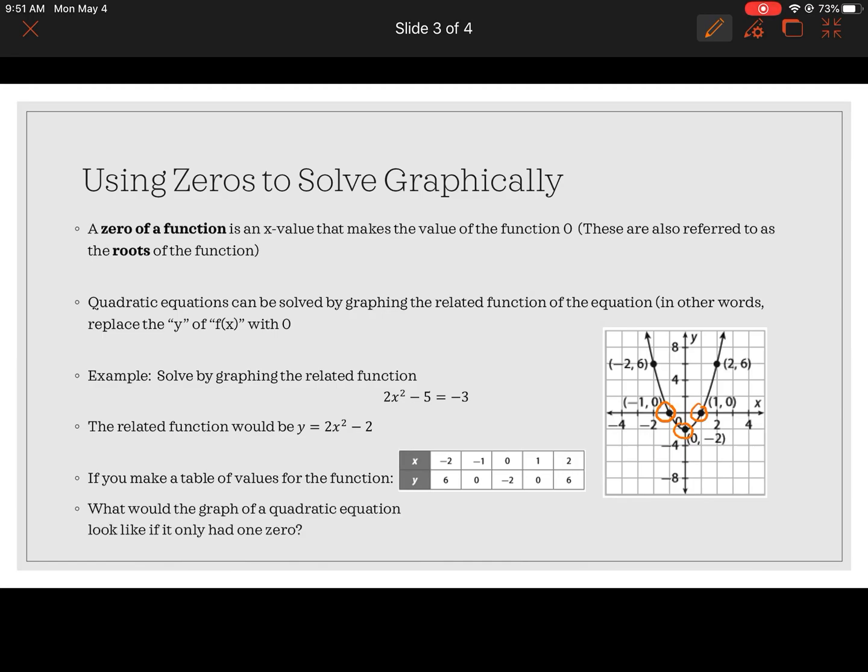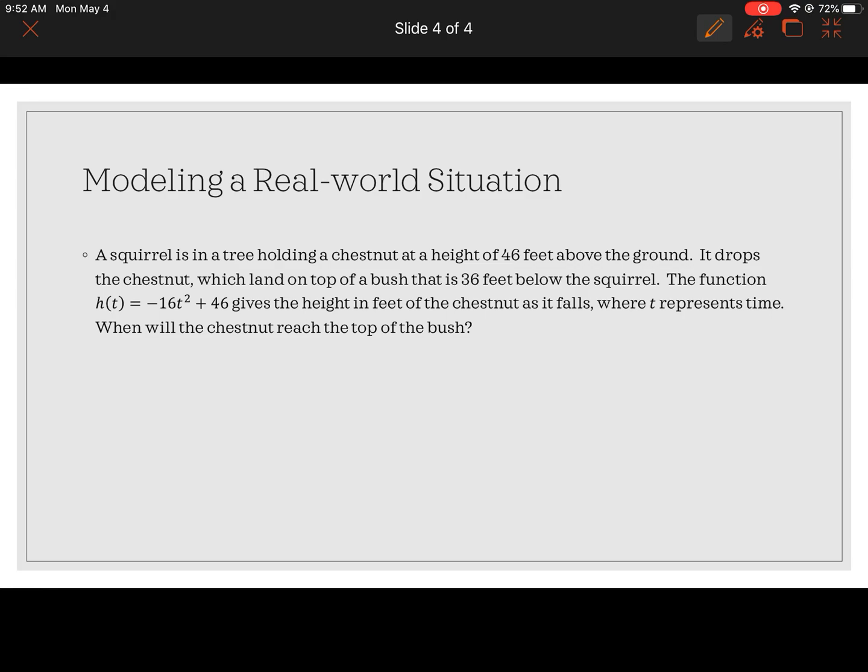So what would the graph of an equation look like if it only had 1 zero, right? So this has 2 zeros, right, here and here. But what would it look like if it only had 1? Well, hopefully you remembered some of the things we did as we worked with the marble slides. Okay, there were certain things that made it so there was only one intersection point.